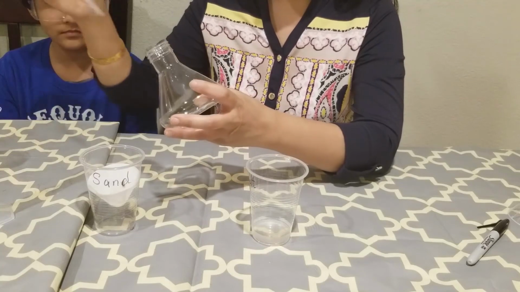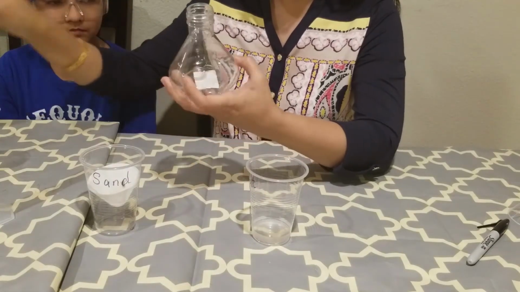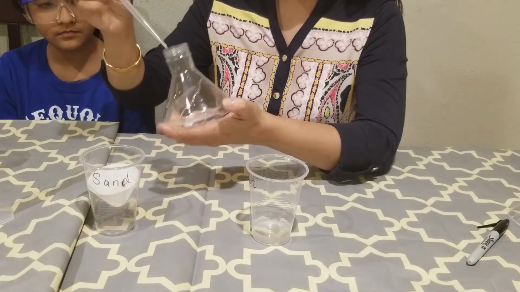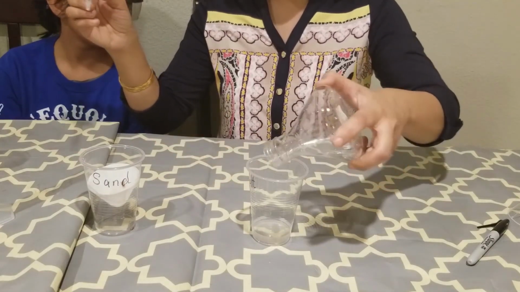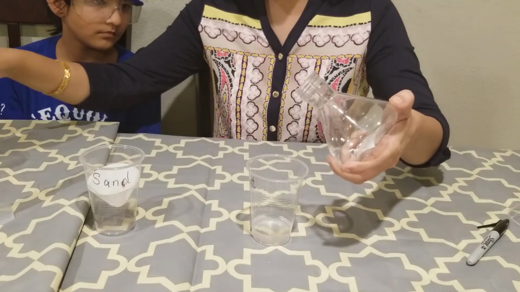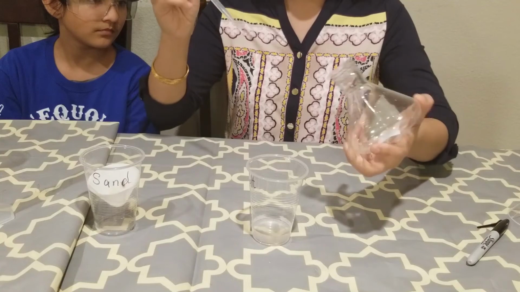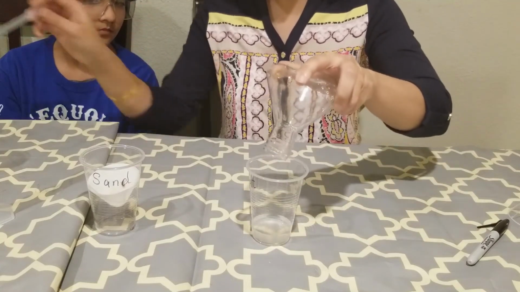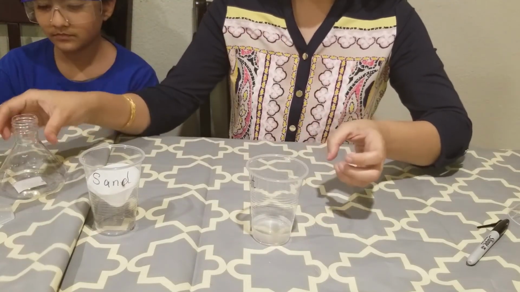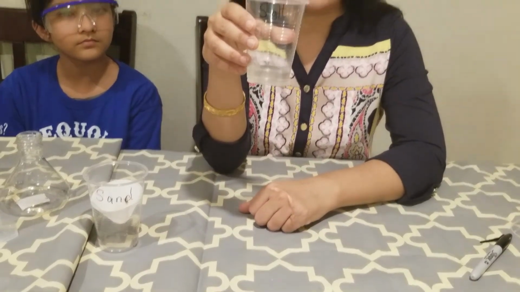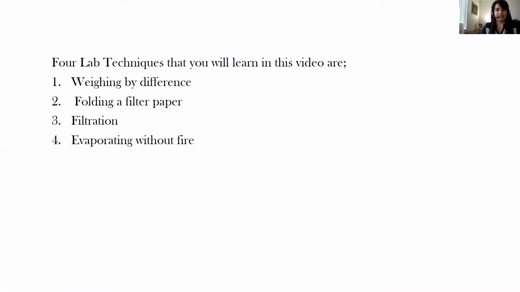Because we are doing quantitative determination, we will be taking weights at the end. I just want to make sure that all the salt that went inside this Erlenmeyer flask, we just take all out. Okay, so now this is the beaker that has the salt solution in it. And the last technique is evaporating without fire. So let's watch the video for that.